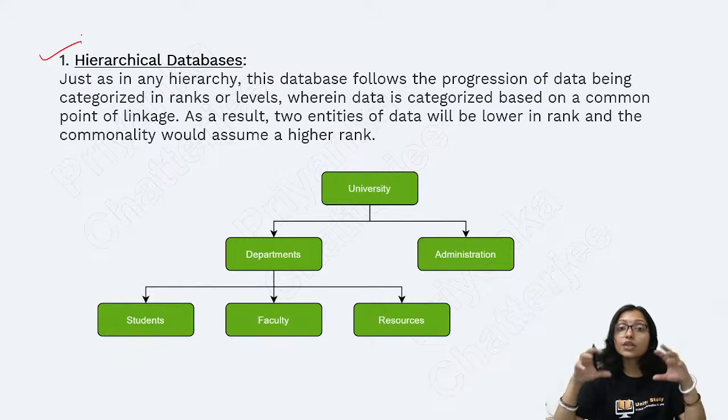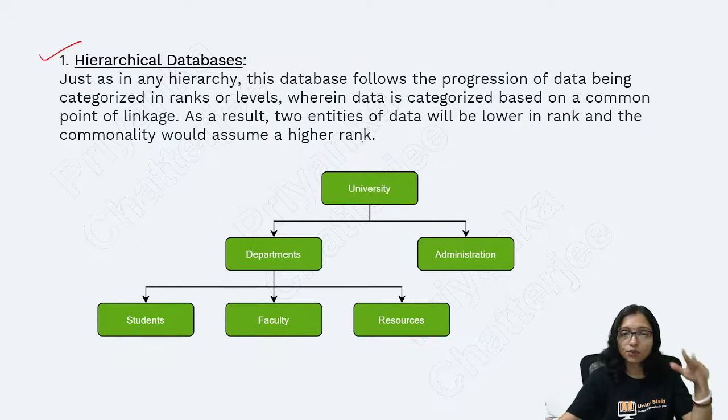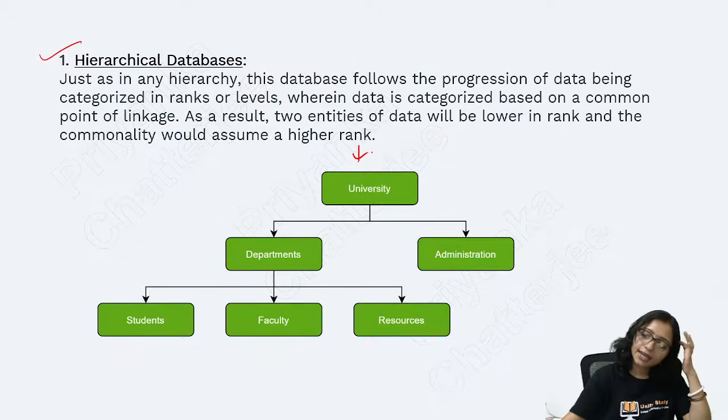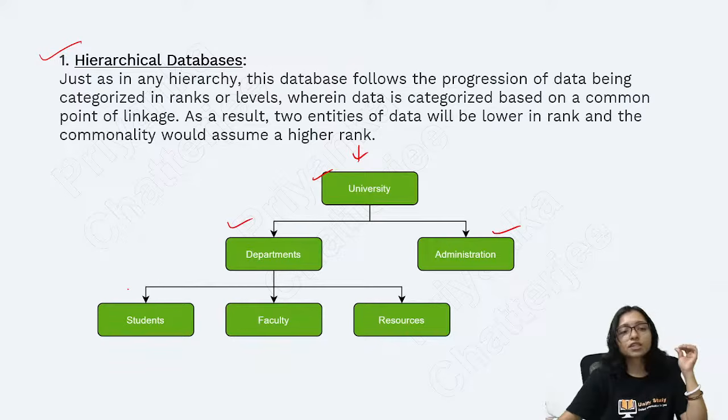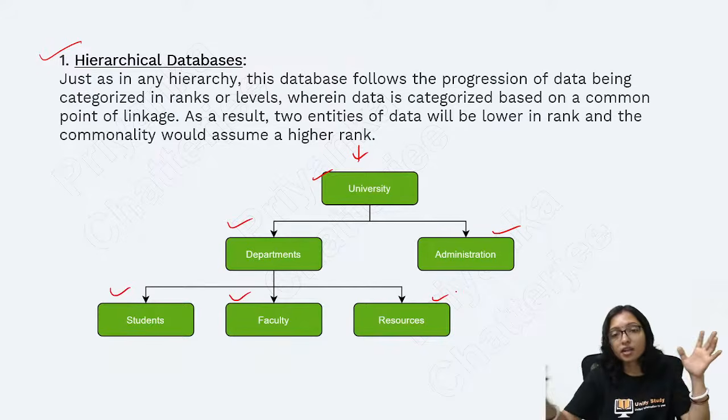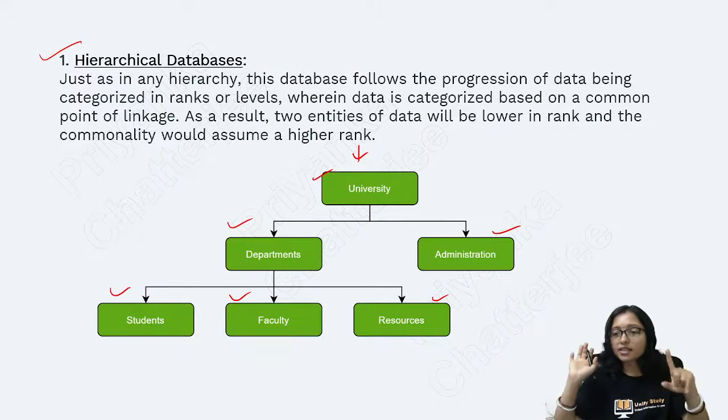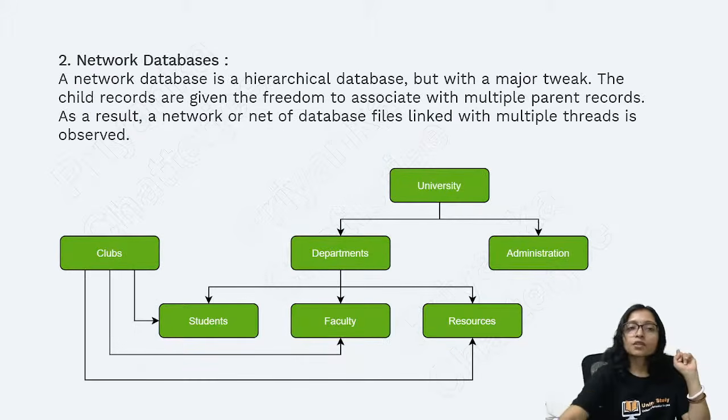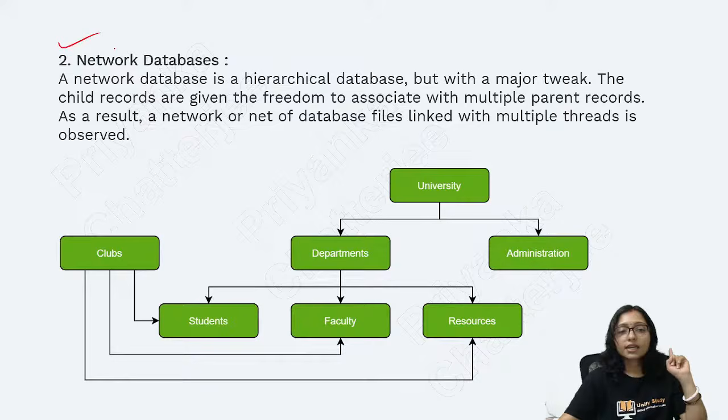Hierarchy, we are showing it like a hierarchy, category and subcategory wise, right? Category wise we are dividing. That is the hierarchical database. Here is the university, department, administration, student, faculty, resources. You are showing them category wise. That is the hierarchical database. Next one is the network database.